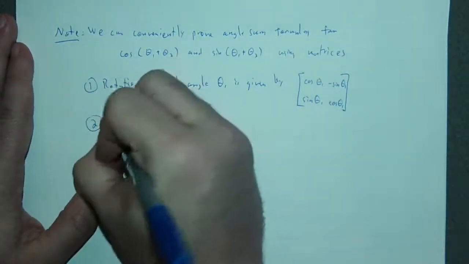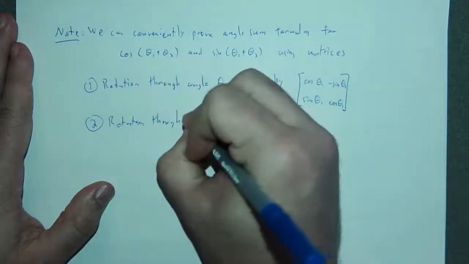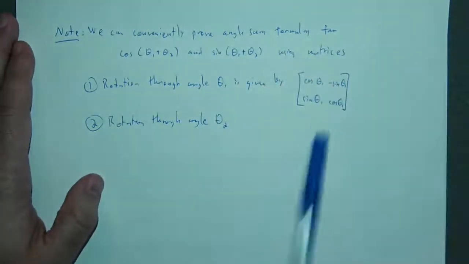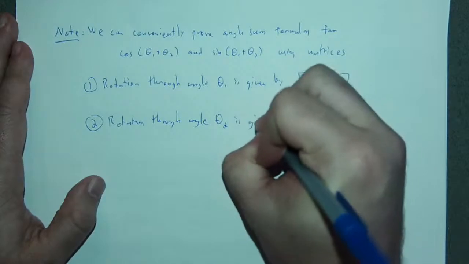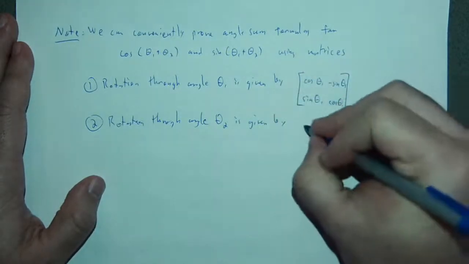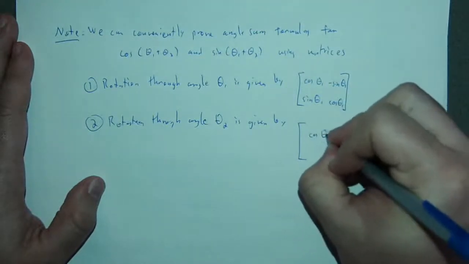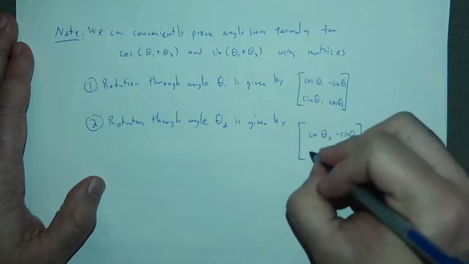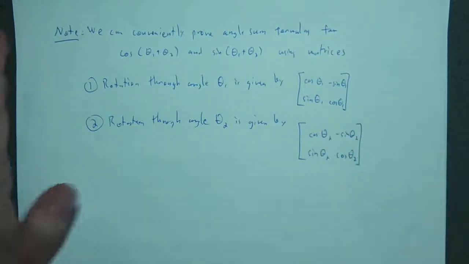And rotation through angle theta sub 2 is given by the same matrix where theta sub 1 has been replaced with theta sub 2. So this is given by the matrix cosine of theta sub 2, minus sine theta sub 2, sine theta sub 2, and cosine of theta sub 2. Okay.